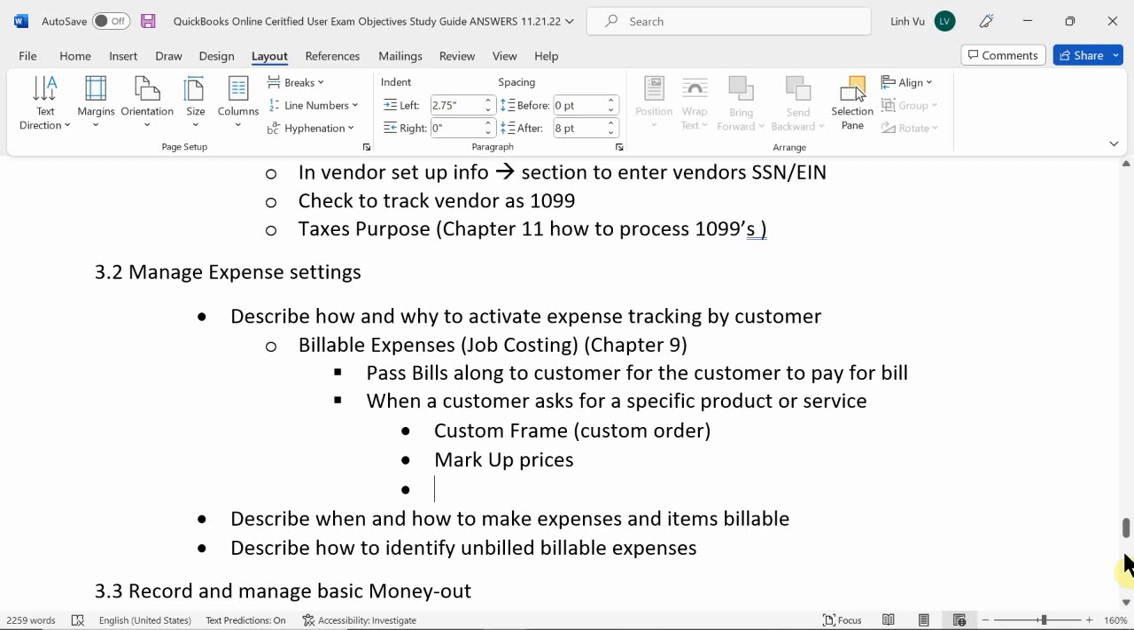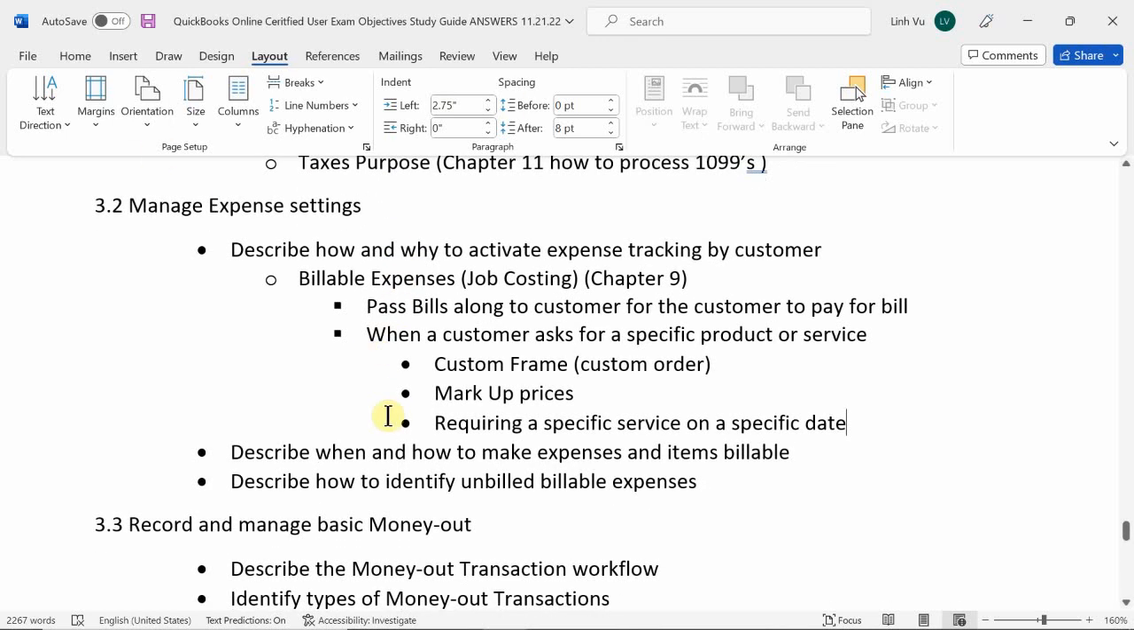If they are requiring a specific service on a specific date, again, you could go ahead and bill those items along. All right, so let me see. Describe when and how to make expenses and items billable.